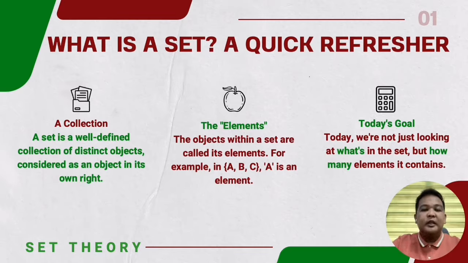In our example, we have a set ABC. Each letter A, B, and C is an individual element. Our goal is to move beyond just recognizing what's in the set to understand how many elements it contains. This is where the idea of cardinality comes into play, which we will explore next.